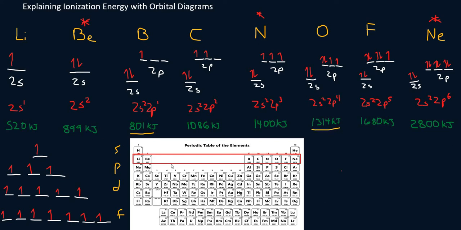So we know that as you go to the right on the periodic table, which is what we're doing here, as you move across to the right, we know that ionization energy is supposed to increase. But as you go from beryllium to boron, it decreases, because beryllium is 899, boron is 801. And as you go from nitrogen to oxygen, you go from 1400 to 1314 kilojoules. So in these two cases, you're actually going down as you go to the right.